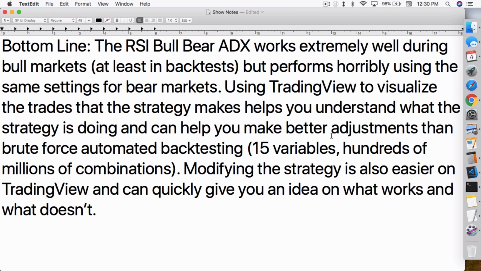Just by seeing it on TradingView, you can easily see that you don't have to modify everything. There are a few variables that make a lot of difference, and there are a few of them that make not much difference at all. And just playing around on TradingView will really help you understand that. So modifying the strategy is also easy on TradingView and can give you an idea of what works and what doesn't. So that's my video for today, guys.